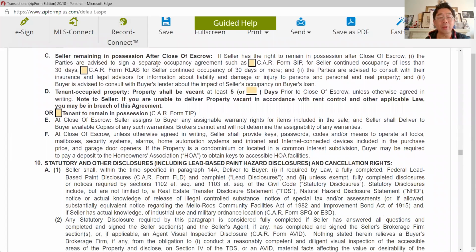Seller in remaining possession: sometimes sellers live in the home and need to move out after close. So they will say, okay, after I sell my house, I'll rent a house for 1 or 2 months so that I can move out. This has happened many, many times. But your case is good because they already left, so you don't need to worry about that.